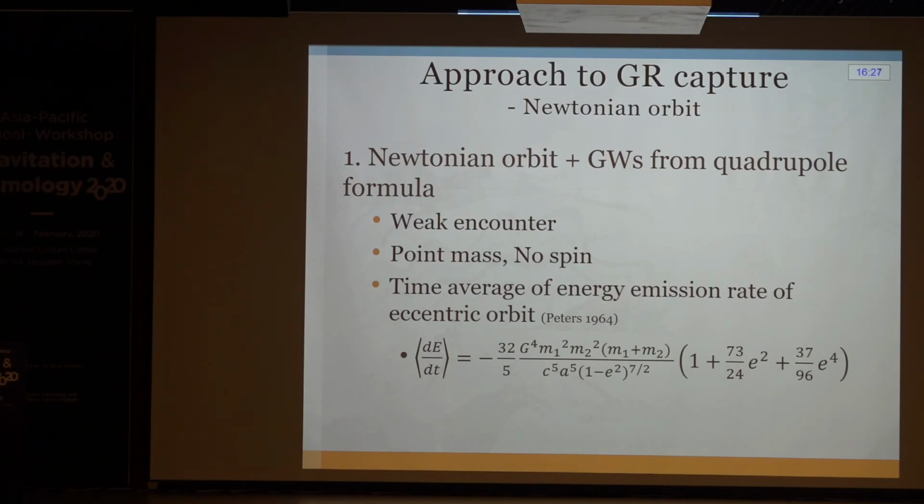And for the gravitational radiation capture study, the first approach is we can use the Newtonian orbit. In a very weak encounter, the orbit is almost the same as the Newtonian orbit. So we draw just the Newtonian orbit and calculate the gravitational waves following that with the quadrupole formula. And according to Peters 1964, the time average of the energy emission rate of an eccentric orbit can be expressed like this.